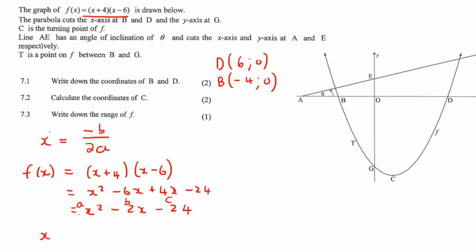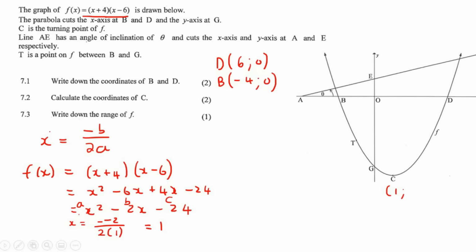So we can say that x is equal to minus b, so that's going to be minus, and then b is minus 2, over 2a. And so a is just equal to 1. And so if you had to work this out, it's going to be 2 divided by 2, which is 1. Okay, so that's not the answer, that's just the x value of that turning point.